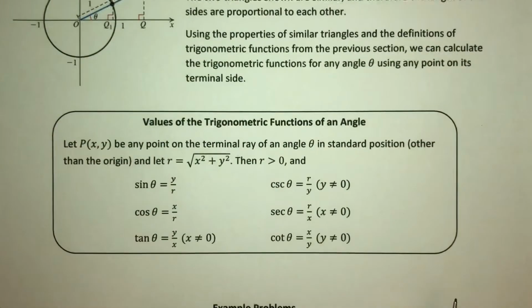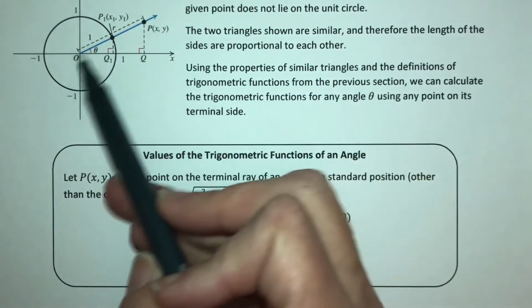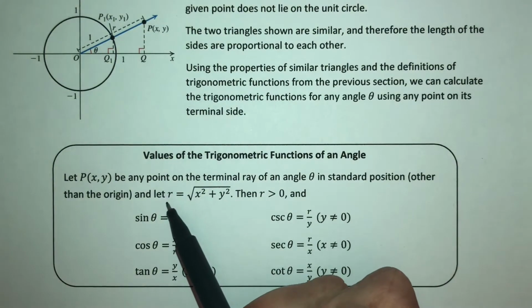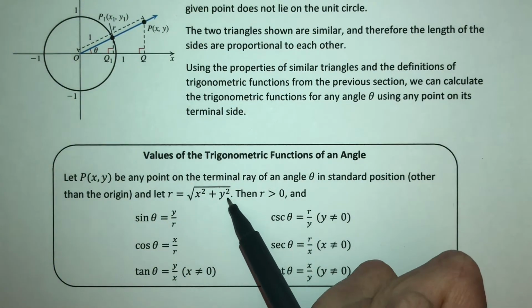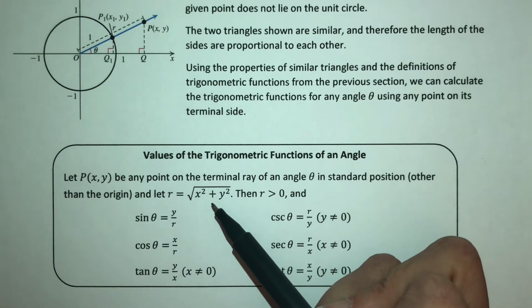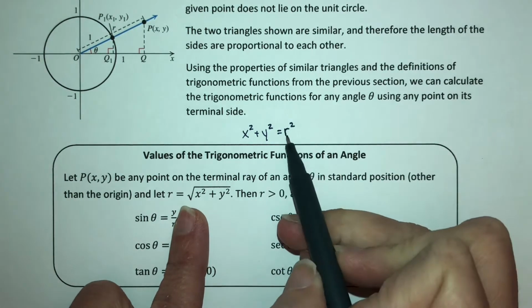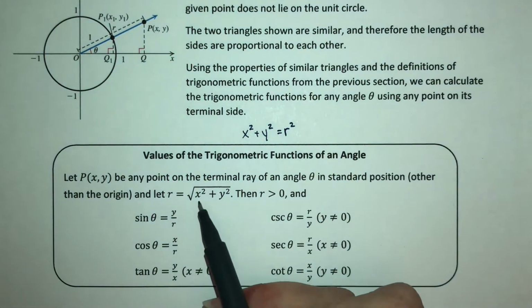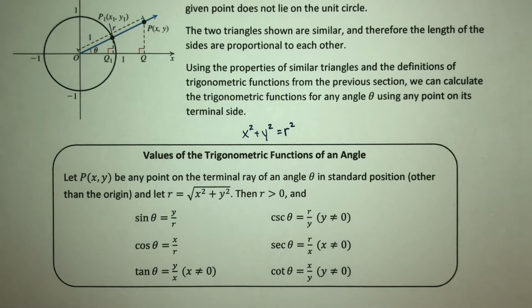So how do we do this? Let's say that we have a point P of x, y. It's any point on the terminal ray, so now we don't specifically have to be on the unit circle. The radius of a circle that we could draw around this, through this point, is the square root of x squared plus y squared. If you take the standard form of a circle centered at the origin, it is x squared plus y squared equals r squared. Our unit circle specifically has a radius of 1, but if we're talking about any other circle, we just use r squared. If you solve this for r, and radius has to be positive, you get this. So that's exactly where that comes from. It is simply your circle formula solved for r. So we can figure out our radius based on this.